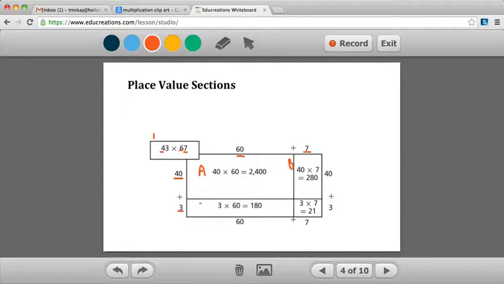Here on the bottom in box C, you have 3 times 60, which is 3 times 6 is 18. Add your 0 because there's 1 zero here, so you're going to have to add 1 zero here, and you have 180. And then finally in box D, you have 3 times 7, which is 21. So now you have all 4 partial products. When you get done, you have to add all those partial products. This is a quick review of the place value sections.